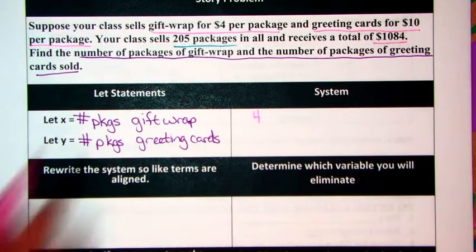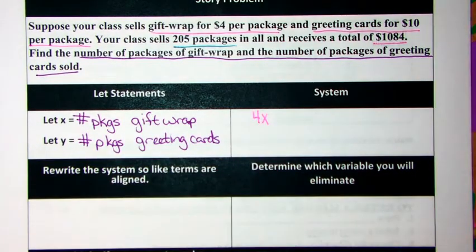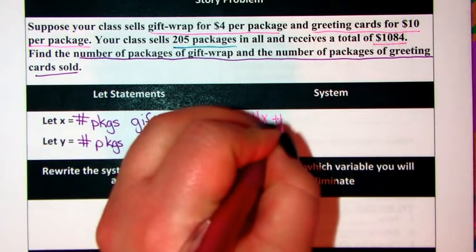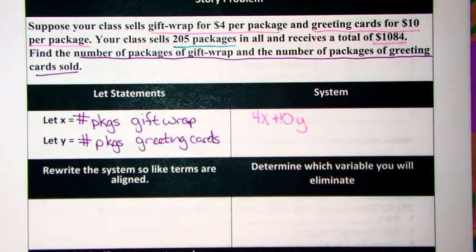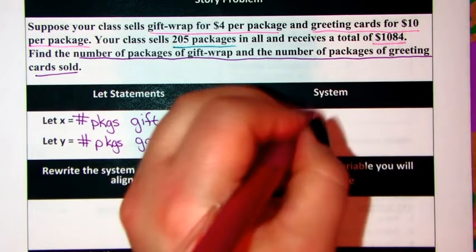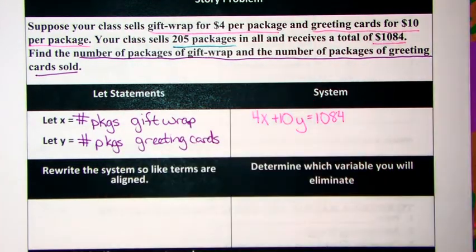If I take $4 and multiply it by the number of packages of gift wrap, I would have the total amount of money that I'm raising in gift wrap. Add to that the $10 times the number of packages of greeting cards, and we would have the total amount of money that was raised from the gift wrap and greeting cards.